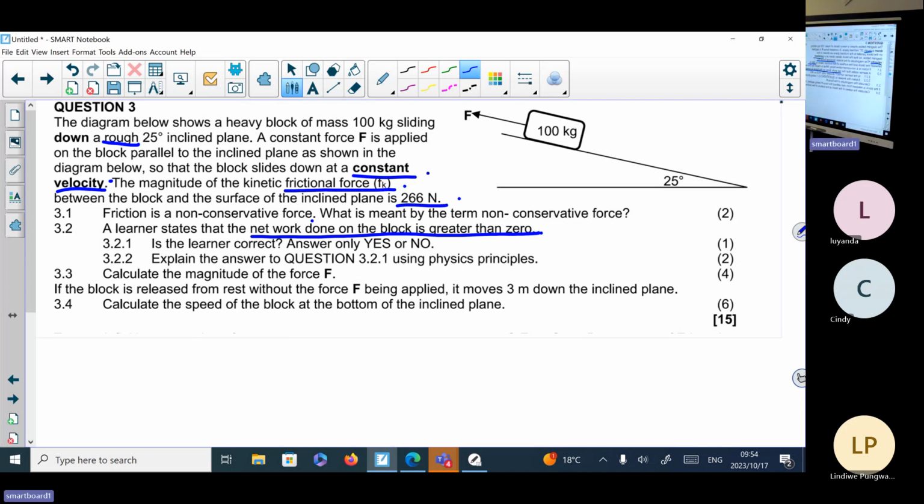Is the learner correct or not to say that the work done will be greater than 0? We have just spoken about this a few minutes ago. Cindy, is this learner correct to say that the net work done on this block will be greater than 0?